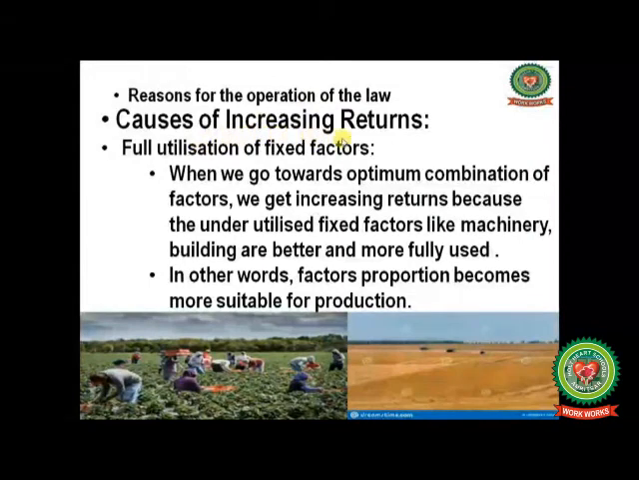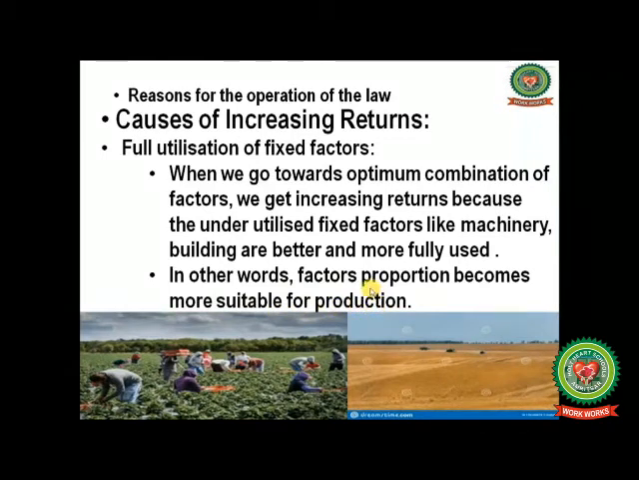First is causes of increasing returns: full utilization of fixed factors. When we go towards the optimum combination of factors, meaning the combination of land and labor, or land, machines and labor, whichever combination can give us the maximum level of production. So we get increasing returns because the underutilized fixed factors like machinery, land or buildings are better and more fully used. In other words, the factor proportion becomes more suitable for production.